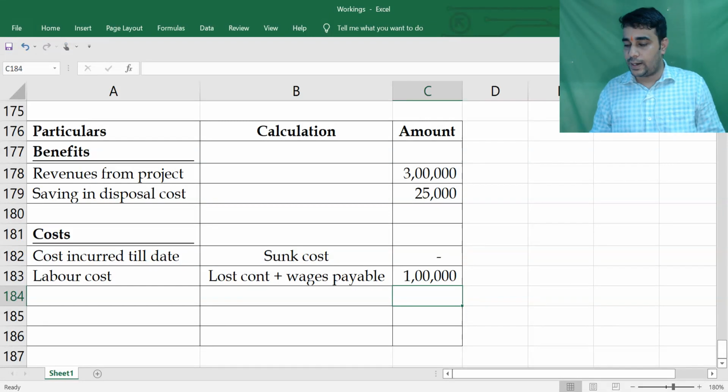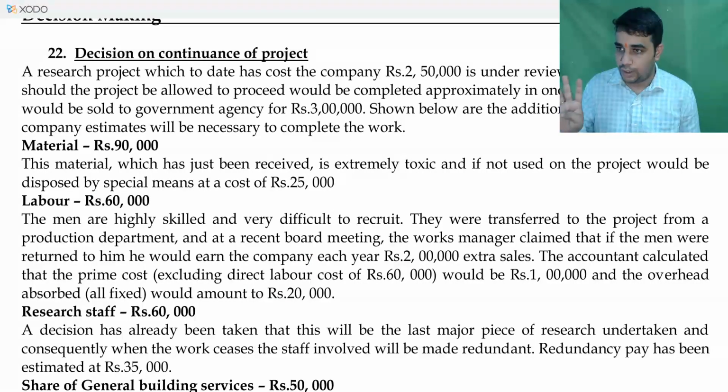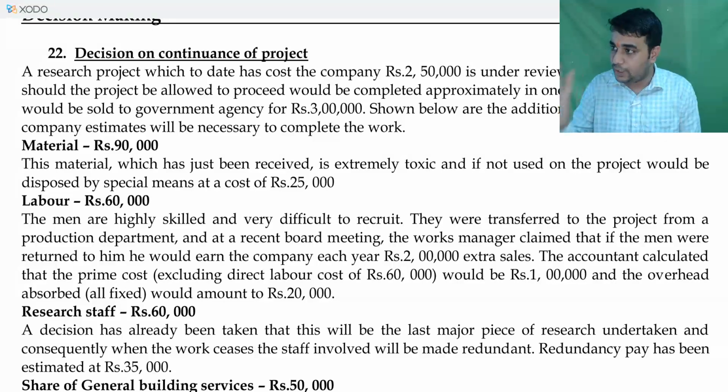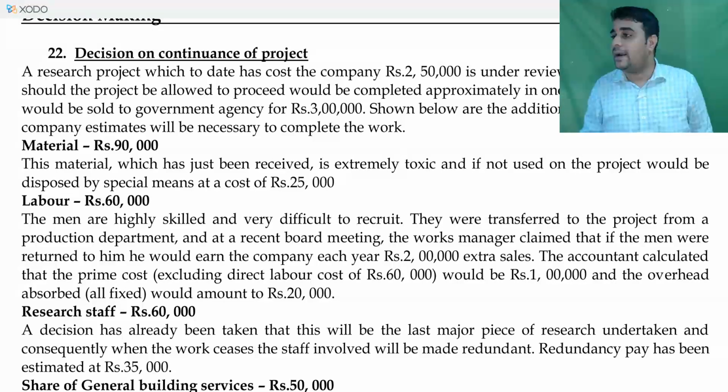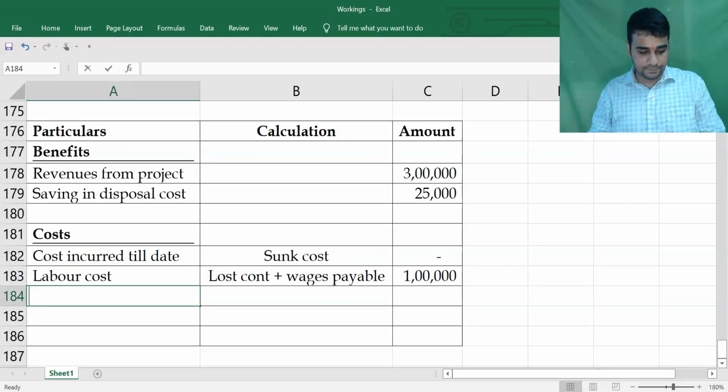Lost contribution is 1 lakh. Or if you calculate the contribution properly, contribution is 40,000. That's what you normally do in your accounting. In your marginal costing, you will calculate the contribution to be 40,000. On 40,000, add another 60,000. Research staff.